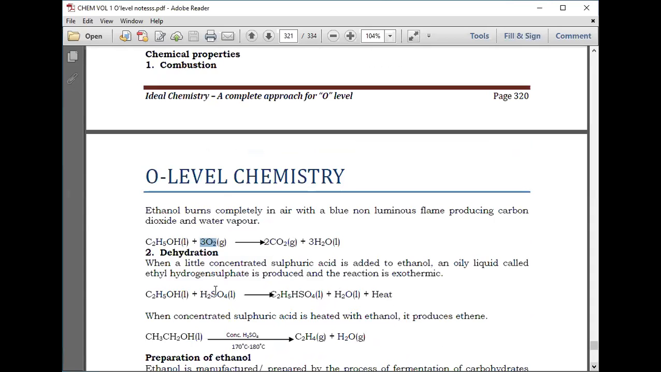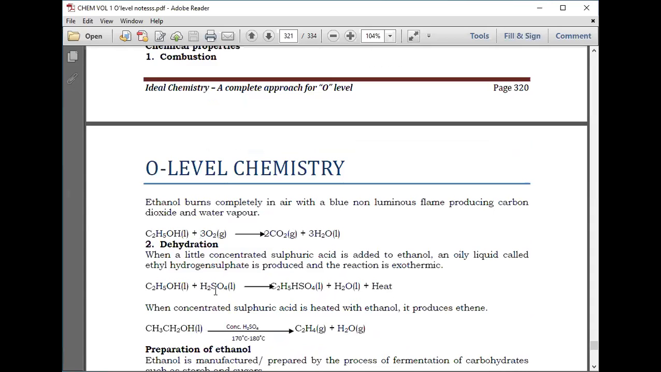Dehydration. We have been talking about this. I don't think I need to talk about it again. Now, don't waste your time looking at this first paragraph. Leave this one for A level. For you, the only thing you need to know in O level is that when concentrated sulfuric acid is heated with ethanol, it produces ethene. So if you are noting down, this is the only thing you need to know.